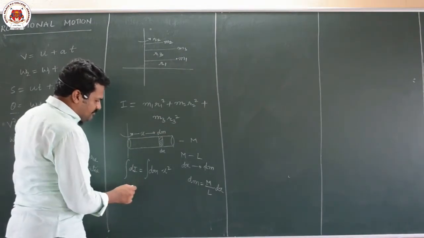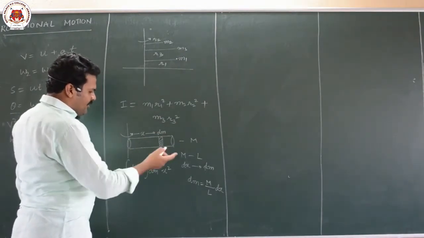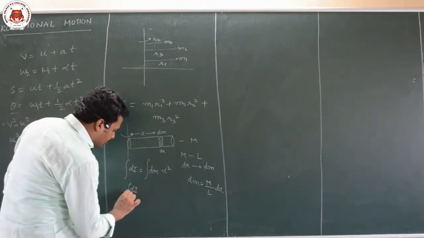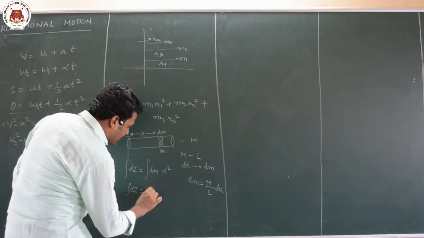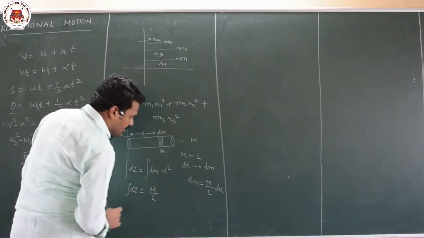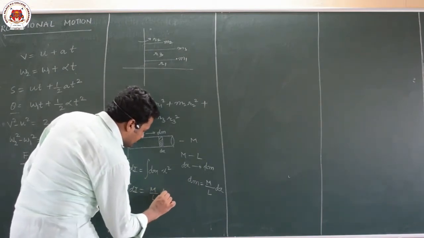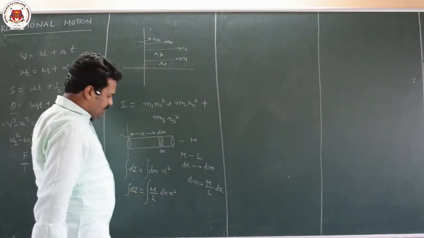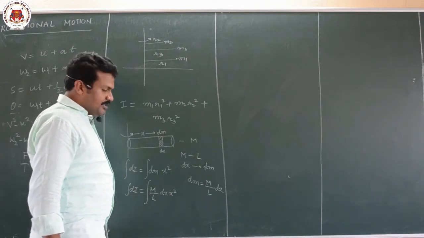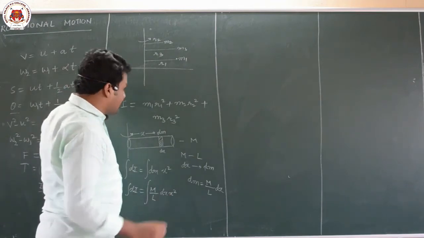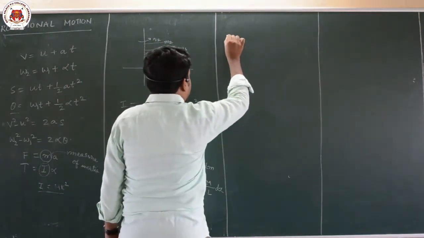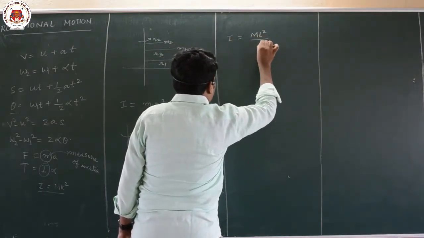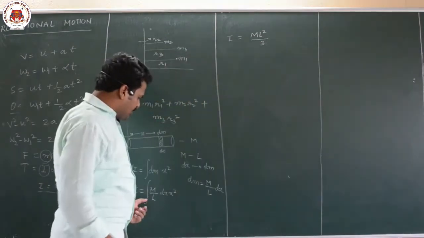Now integrate this, with upper limit L and lower limit 0. Integrating the moment of inertia, the integral of dI is equal to the integral of M by L dx x square. M by L is constant. Then integration of x square dx will be x cube by 3. Then moment of inertia I is equal to ML square by 3. This is the moment of inertia.